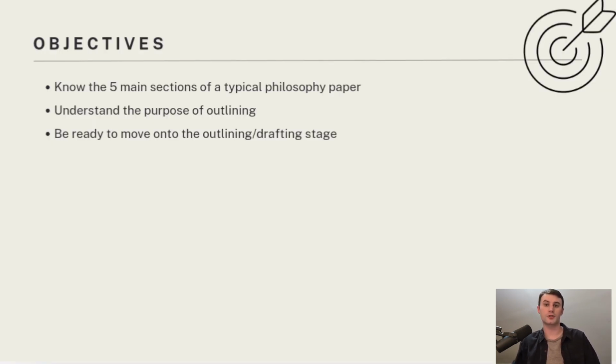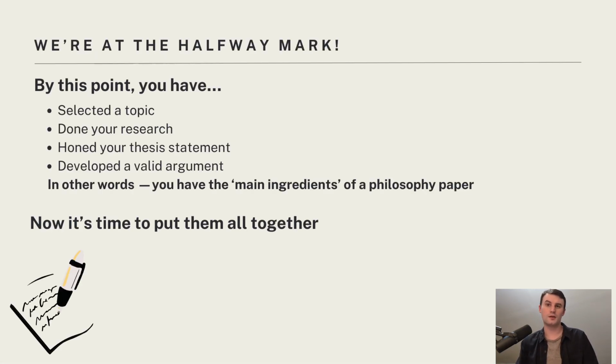So by the end of this lecture, you should know the 5 main sections that a typical philosophy paper will include, understand the main role that each of these sections play, as well as the overarching reason for organizing our writing along these lines, and then be ready to take the first steps to outlining each of these sections of your paper. Now, as you may have noticed, we are right at the halfway mark in this series of videos.